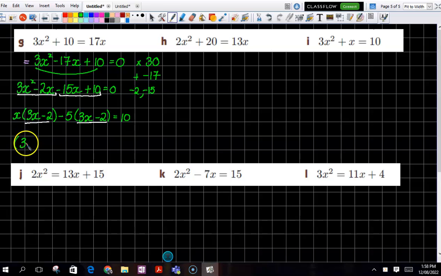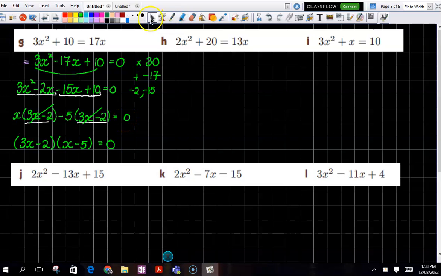And now we pull out this 3x take 2. When I pull it out from that term, I'm left with the x, and when I pull it out from here, I'm left with the minus 5. So now we are fully factorised. I shouldn't have had that 10 there, I don't know why I've got it. Sorry about that. That should have been 0, I had everything on one side.